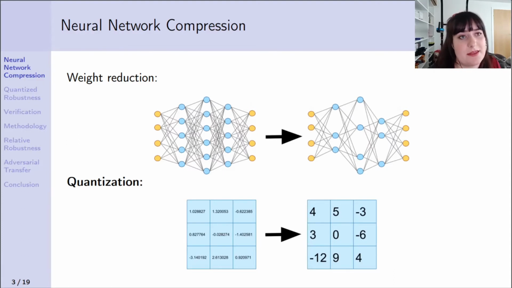The second main method is neural network quantization. This is where the precision of parameters in the network is reduced. The TensorFlow Lite framework, which we use in this work, reduces all parameters in a network from 32-bit floating point down to 8-bit precision.